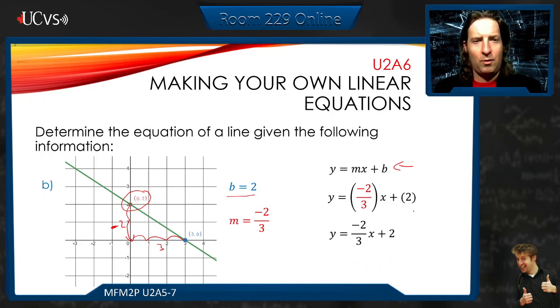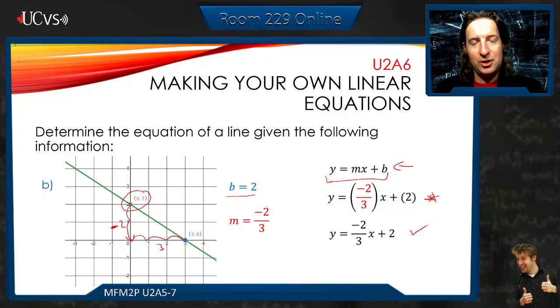Okay? Write down the general equation, and then substitute in. You can skip this step. This one's superfluous, not really necessary, but just be careful with the signs. Okay, so y equals -2/3 x plus 2, and we're done.